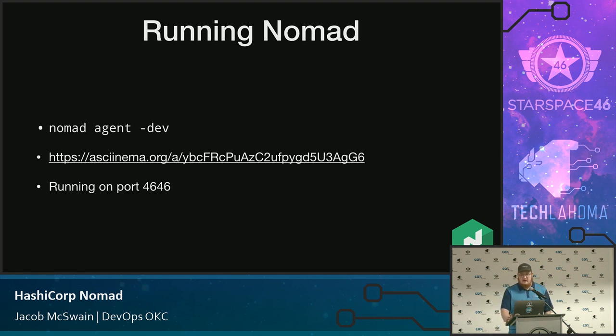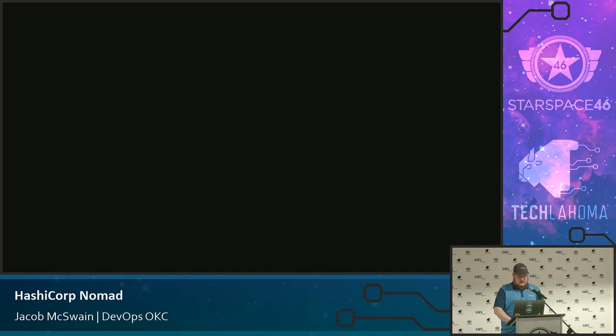If you get the binary, I don't know if it's necessarily a static binary, but it's just a single binary you download, run it from anywhere. nomad agent -dev, and you've got a development server running on your local machine. It listens on port 4646. I did a recording to help show what it looks like, but it's basically a large output.